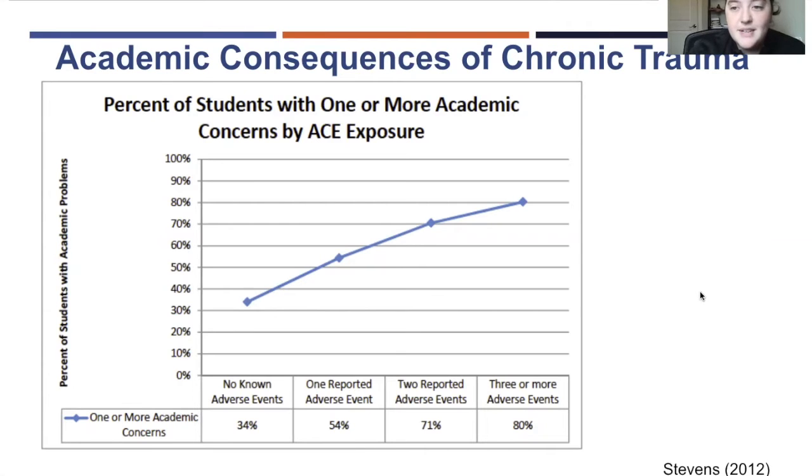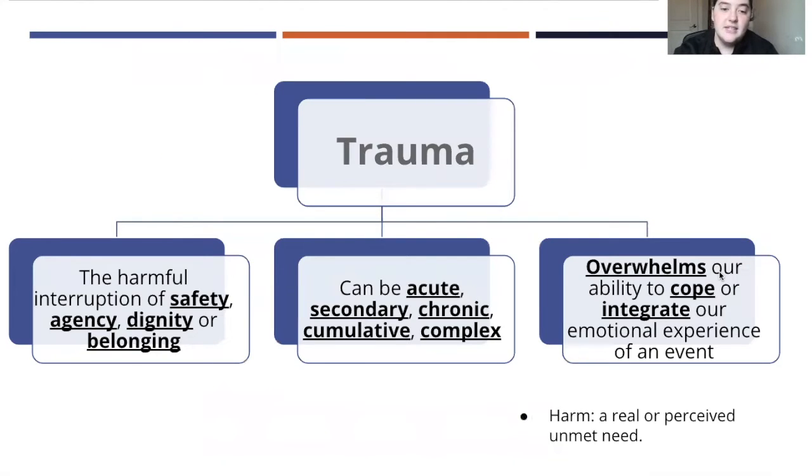And now, before we jump into talking about practices that you can use when you're working with students, we want to really flesh out that definition of trauma, those shared definitions. So when we describe something as trauma, what do we mean? This definition has kind of 3 components that you can see in the bubbles here. So the first, trauma is the harmful interruption of safety, agency, dignity, or belonging.